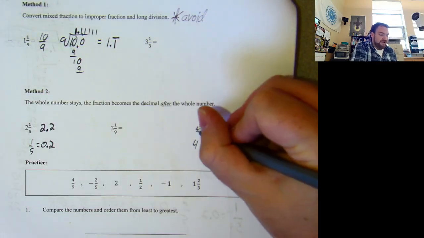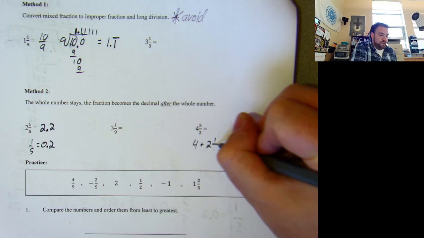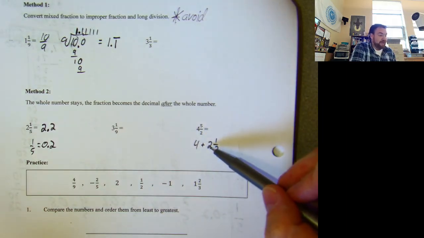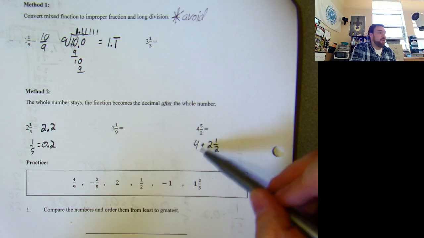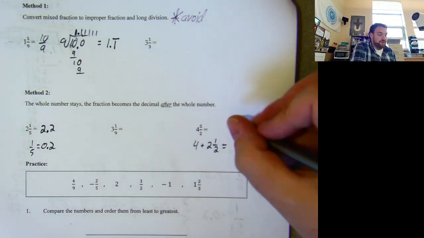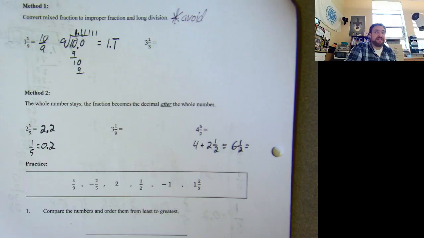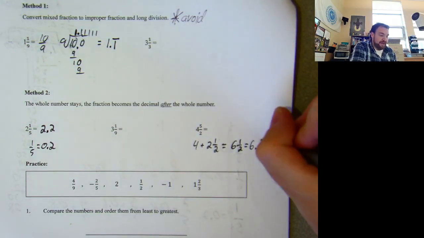So instead of having 4 and 5 over 2, it's going to become 4 plus 2 and 1 over 2. 2 goes into 5 twice with 1 left over. The denominator stays the same. Stuff that we were working on Friday. Which means that 4 and 5 over 2 is going to become 6 and 1 over 2, which as a decimal is, what's a half as a decimal? 0.5. And the 6 wholes remain out front.